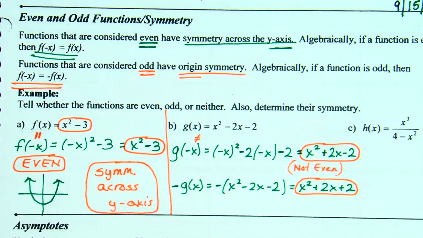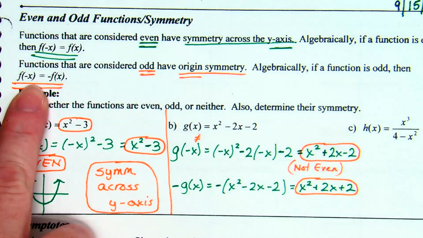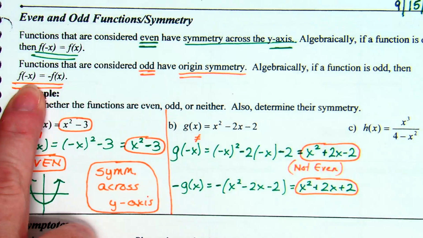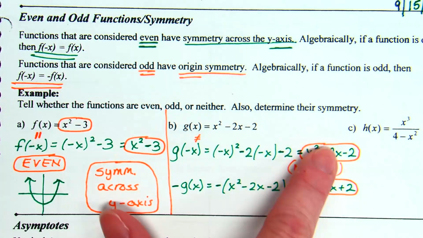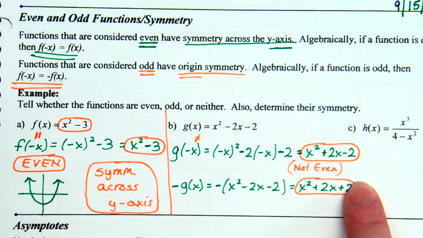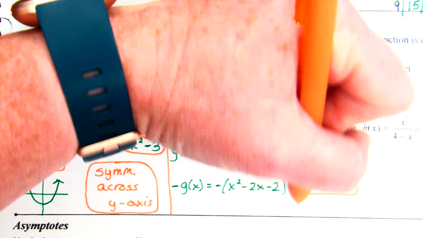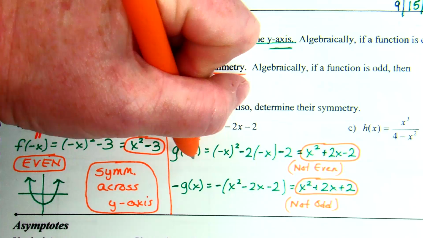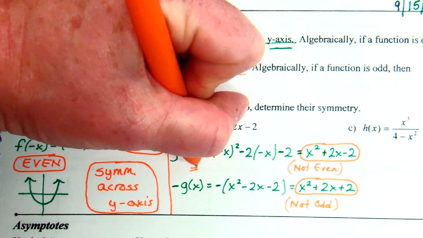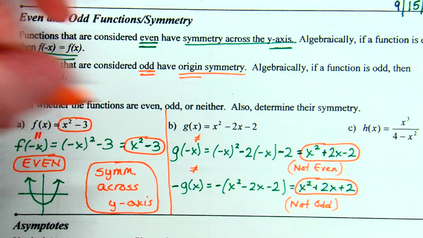Now, what am I trying to compare it to? I want to see if g of negative x and negative g of x are the same. That's what's going to tell me odd. So are g of negative x and negative g of x the same? Are these two the same? They're different by a sign, aren't they? I have minus 2 versus plus 2. So now what do I know? It's not odd. Because g of negative x and negative g of x were not equal. Well, if it's not even and it's not odd, guess what?